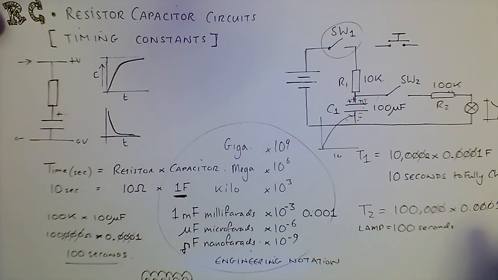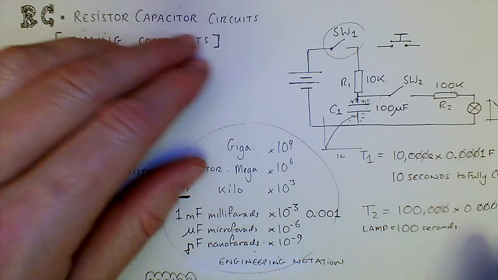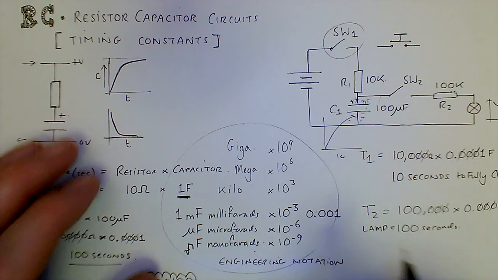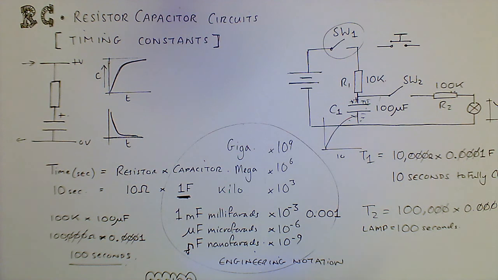And that is how we calculate resistor capacitor circuits as timing constants. And you'll actually see that timing constant used when we start talking about things like 555 chips.